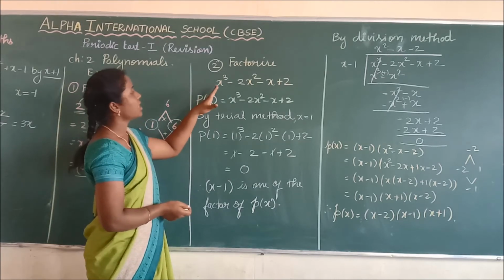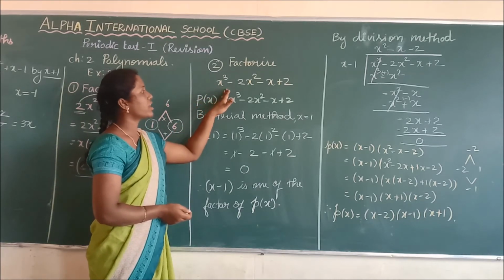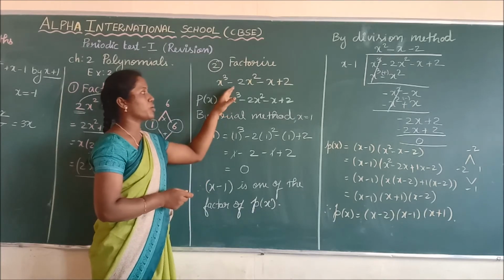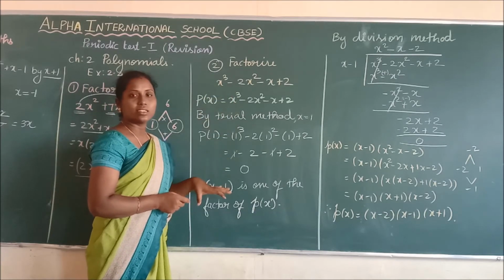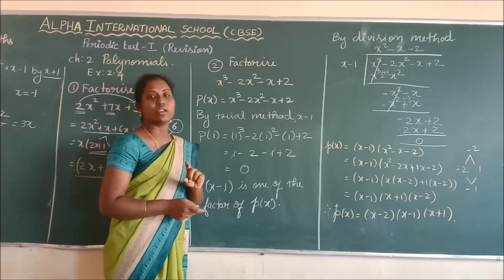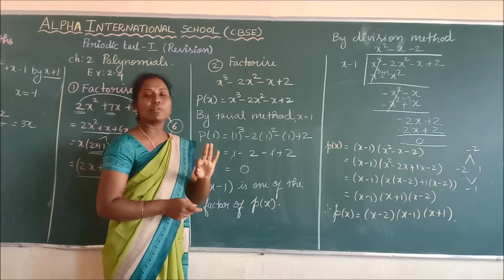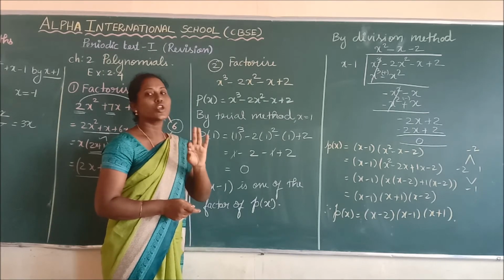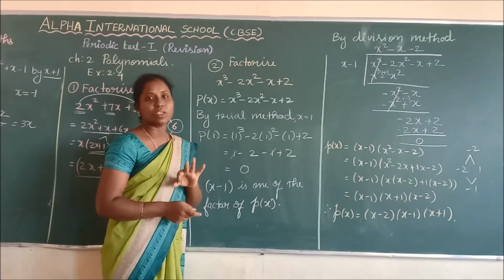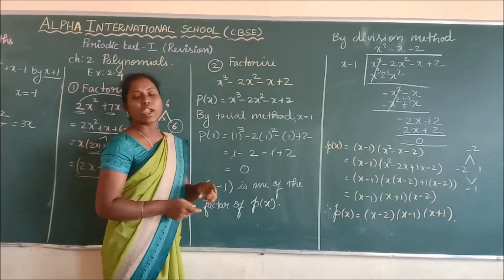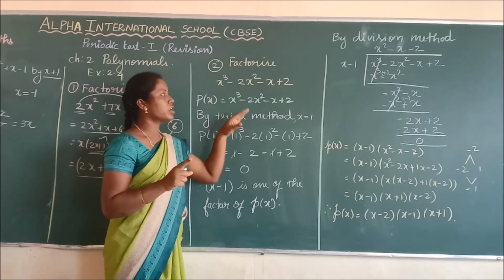In the same exercise, we are going to factorize cubic polynomials. If you are asked to factorize a cubic polynomial, you can't directly factorize it. First we are going to use the trial method and identify any one of the factors. A cubic polynomial has 3 factors, a quadratic polynomial has 2 factors. Based on its degree only, it has its factors. So we are going to identify any one of the factors of the cubic polynomial.